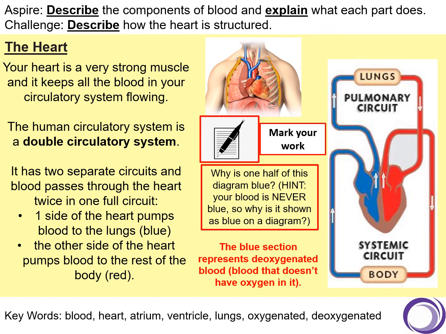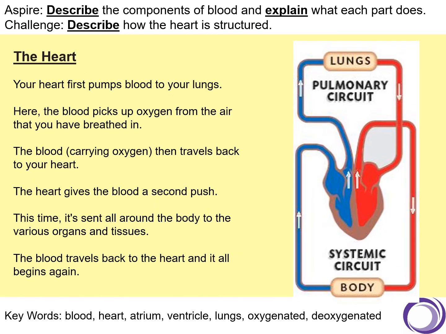So the answer to the question is the blue section on the diagram represents deoxygenated blood, and that's blood that has very little oxygen in it. The red section of the diagram is showing blood that contains oxygen, that is oxygenated. So I'm now going to talk you through how the heart pumps blood around your body.